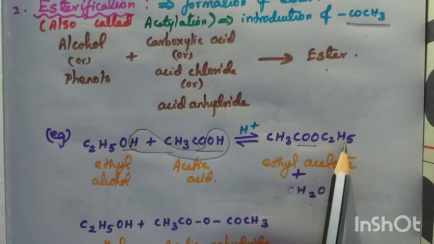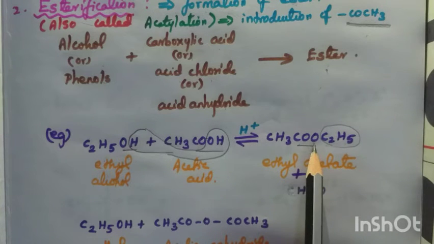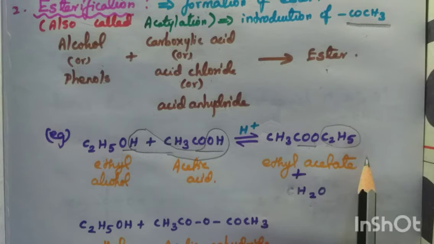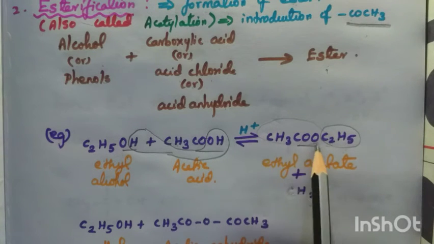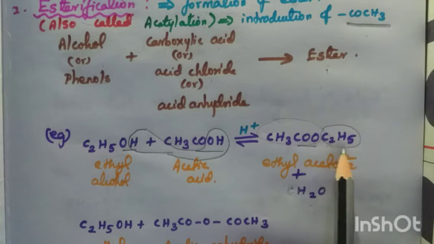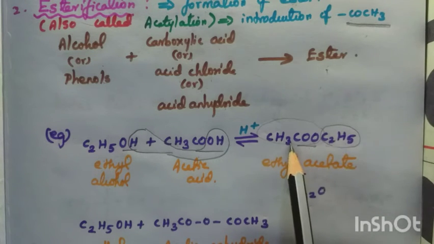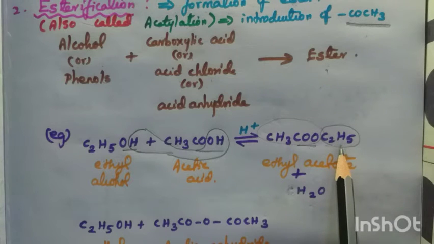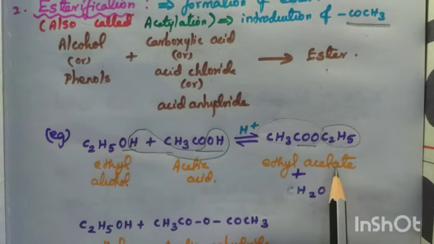How to write the ester name? Find out the alkyl group which is attached to oxygen. What is the alkyl group here? Ethyl. And what is this? Acetate, an acetic acid derivative. Instead of C2H5, if you have H, it is called acetic acid. If you remove hydrogen from any acid, it is called acetate. And the C2H5 is called ethyl. Ethyl acetate. So, this is the formation of ester, called esterification.